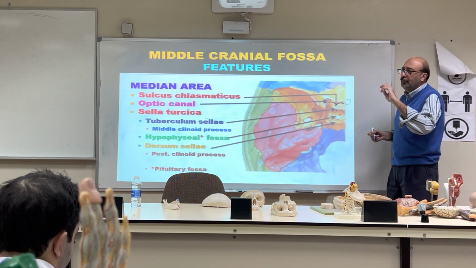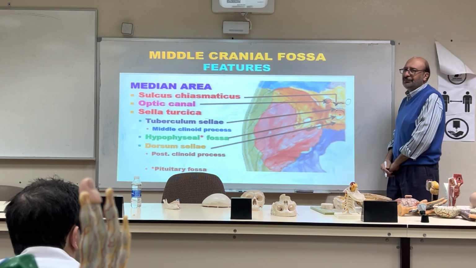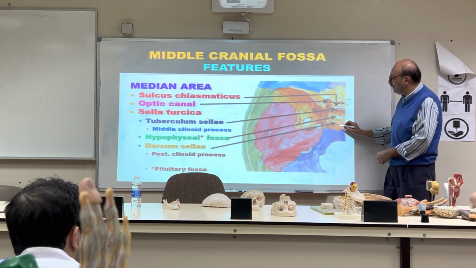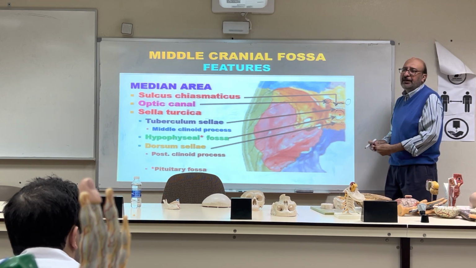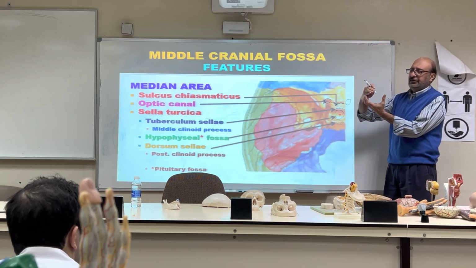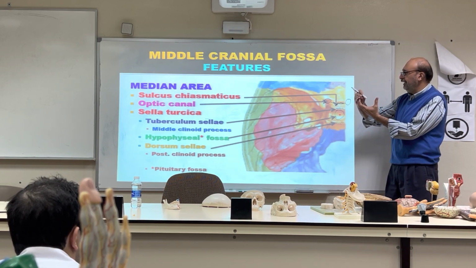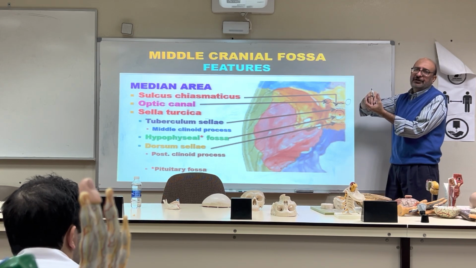Then we have tuberculum sellae, the anterior ridge-like structure. Dorsum sellae, the posterior ridge-like structure, making a saddle-like shape. This is the tuberculum anteriorly, here the dorsum sellae, and here is the pituitary fossa actually.